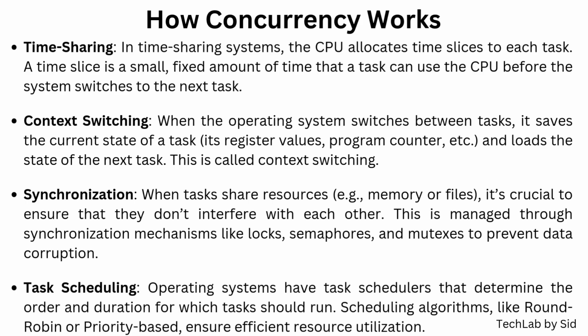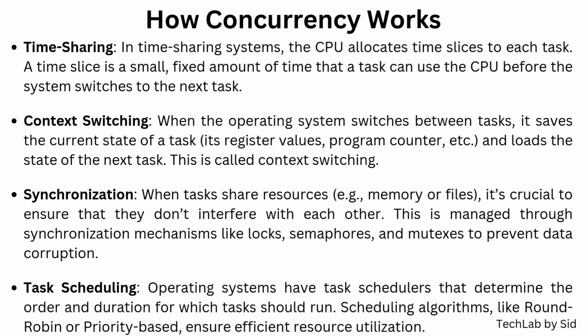The operating system also relies on task scheduling to manage the execution of tasks. The task scheduler decides the order in which tasks should run and for how long, using scheduling algorithms like round-robin or priority-based methods. These algorithms ensure that resources are used efficiently, with high-priority tasks getting the attention they need while also ensuring fairness among all tasks. Through effective scheduling, time-sharing, and synchronization, the operating system makes sure that concurrency works seamlessly, enabling multiple tasks to progress without interference.